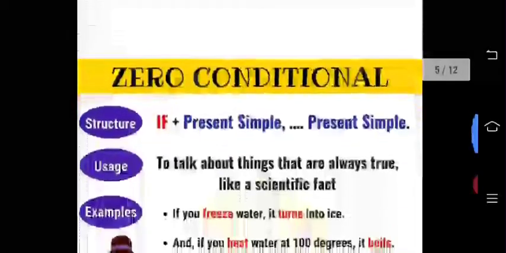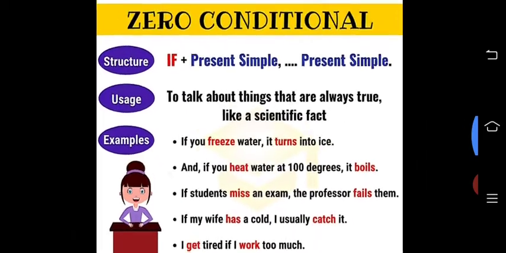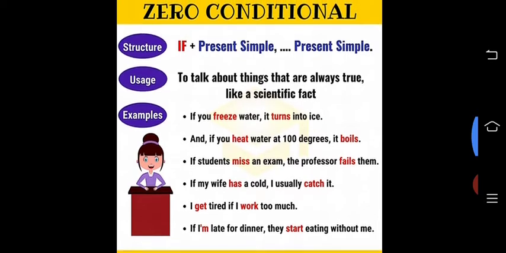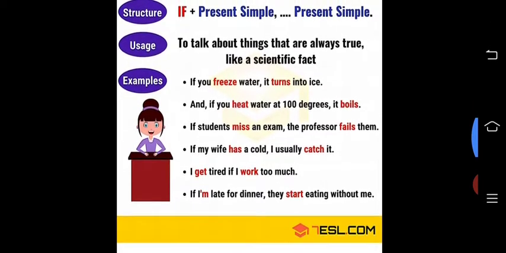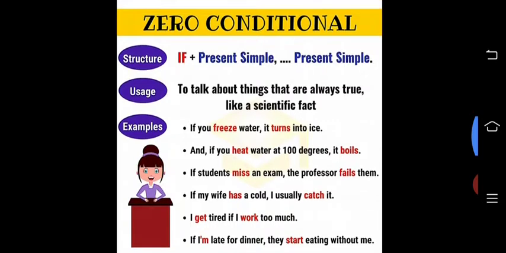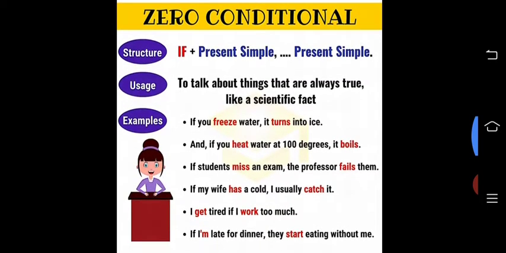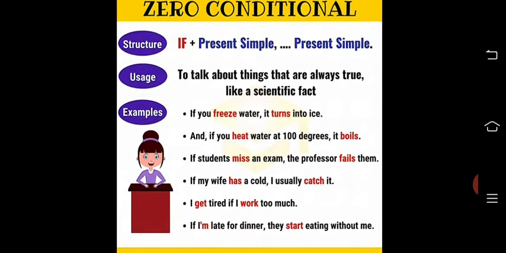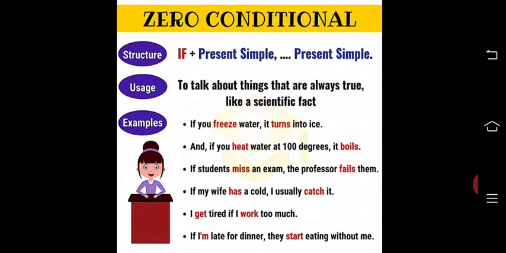Okay, so here are the clippings for you. This will help you. See here. In the website I have collected these clippings. See here, the structure, as I said, this is zero conditional. The structure of the zero conditional is if plus present simple, to present simple, that is the sequence starts with the present form and ends with the present form. Got it or not? And the usage is to talk about things that are always true, like a scientific fact.